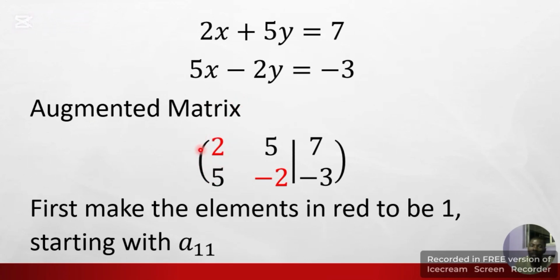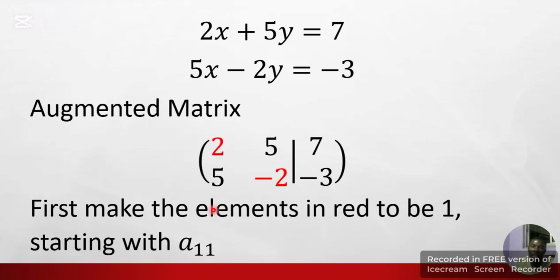So our main target is to make this figure, the first element, equal to 1. If I'm able to make this figure equal to 1, I will now use this figure to make this equal to 0, and as well use this figure to make these figures 1, and use it to make this one equal to 0.